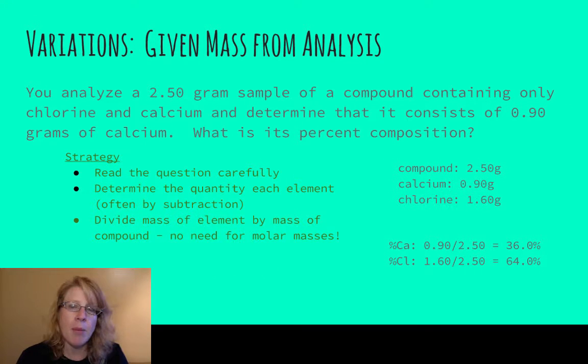Here's another one. What if you're given some masses? How can we figure this out? Now we've done an analysis type of problem. Here I'm given a 2.50 gram sample of something. This particular something only contains chlorine and calcium, because that's what it says right there on the screen in front of you. And then I can do some further analysis to find out that it consists of 0.90 grams of calcium. So what's the percent composition?